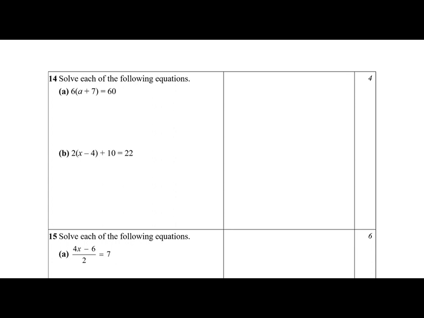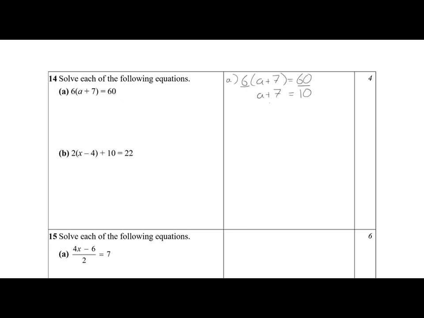Okay, so moving on to question 14 now. We've got a couple of equations that actually are very similar to one we did earlier. So we've got 6 lots of a plus 7 equals 60. Once again, we check, is 6 a factor of 60? Yes, it is. So let's divide both sides of the equation by 6. On the left-hand side, that just leaves the a plus the 7. And 60 divided by 6 is 10.